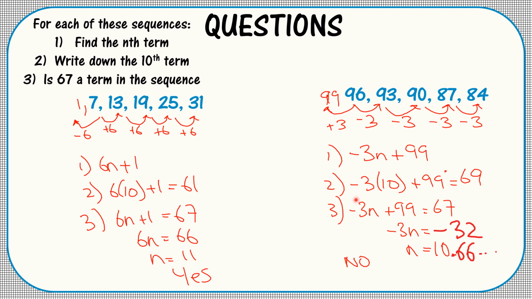Let's go through the next question. We have minus 3 times 10 because we are trying to work out the 10th term. So it's minus 3 times 10, which equals minus 30, plus 99 equals 69.